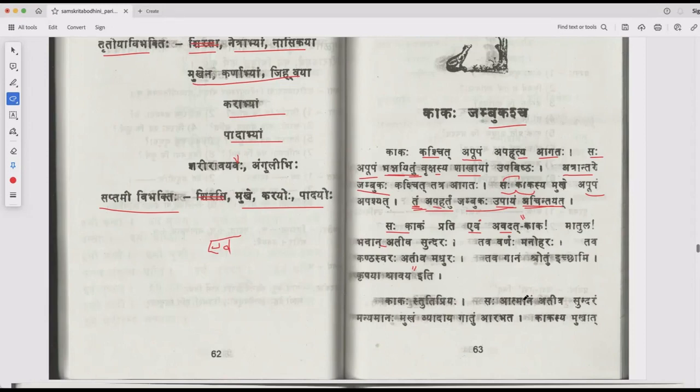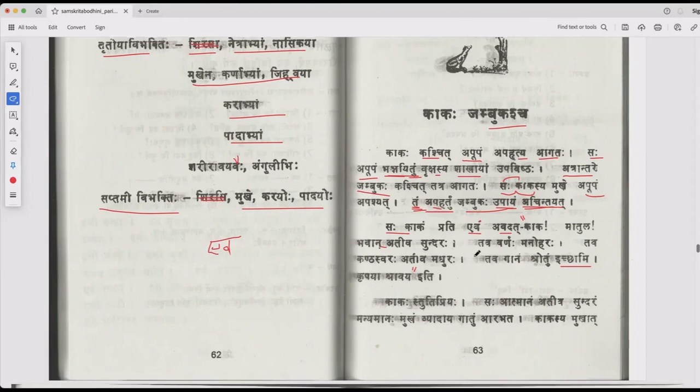Uttama purusha ekavachanam. So what is the subject of this sentence then? I want to hear your song. Your voice is very sweet and your color is attractive. So tava ganam shrotum icchami. What is the karta for this? Where is the subject of this sentence? Aham. Aham is understood here. Okay. So aham tava ganam shrotum icchami. I want to listen to your song.